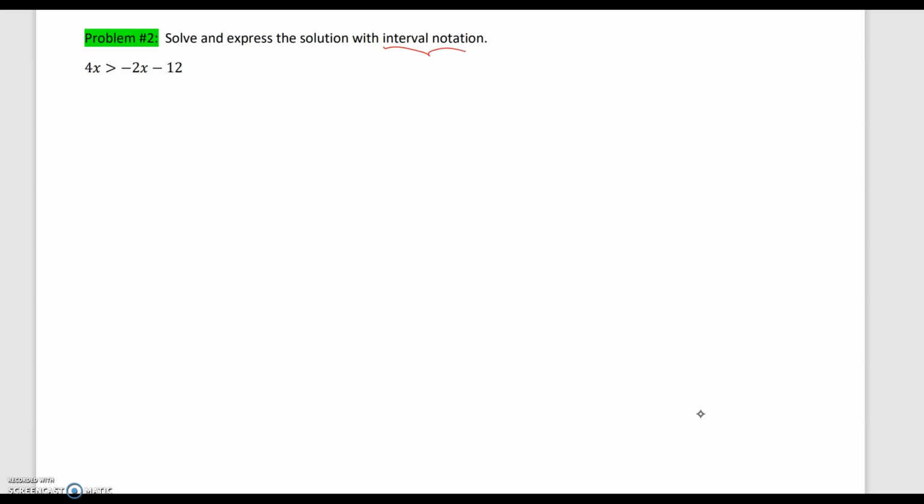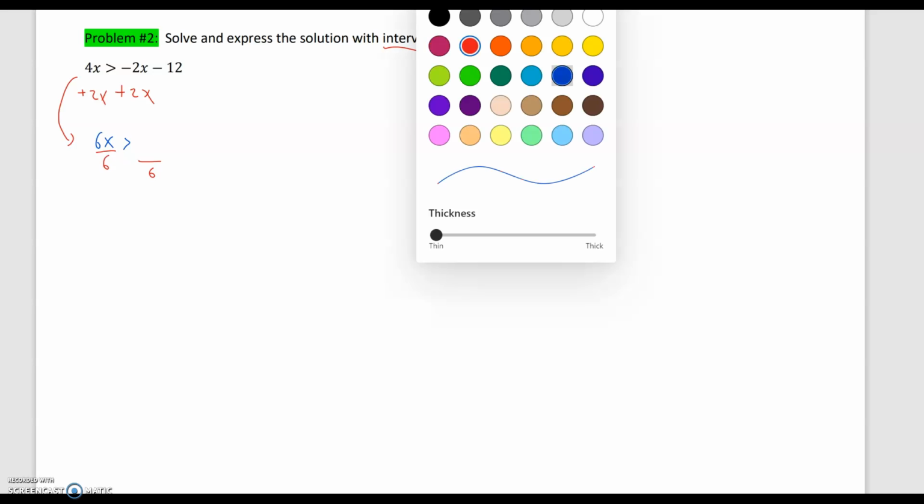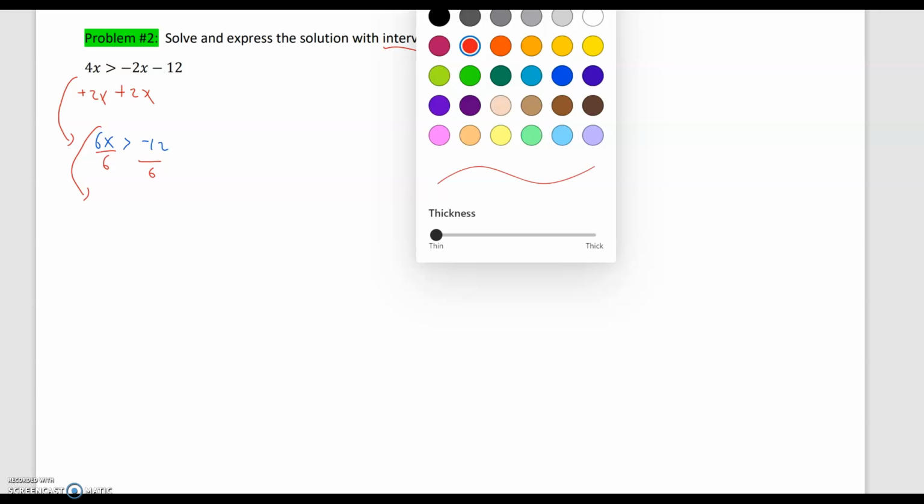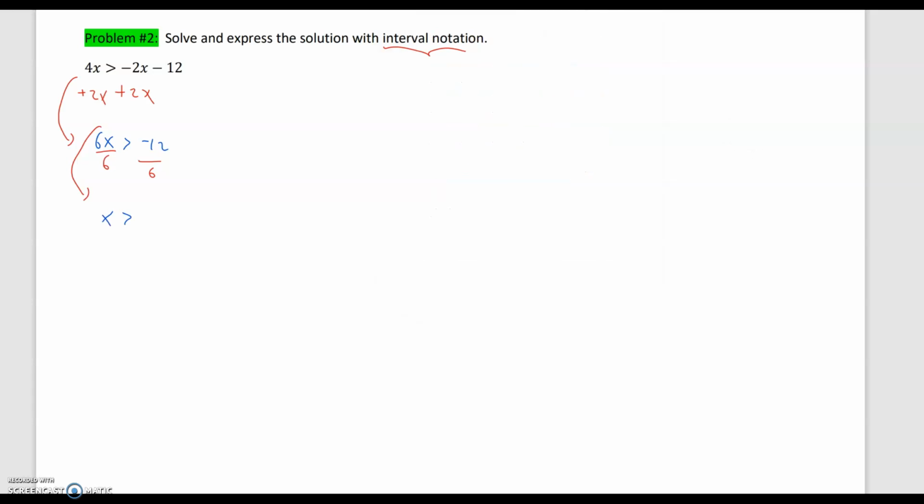So what I'm going to do here is put the x's on the left hand side. So I'm going to add 2x to both sides. And on this particular one, we're looking at, well, 6x is greater than negative 12. And then we're going to be dividing by 6. Oops, I put in negative 12. And after the division by 6, we're going to end up with x is greater than negative 2.